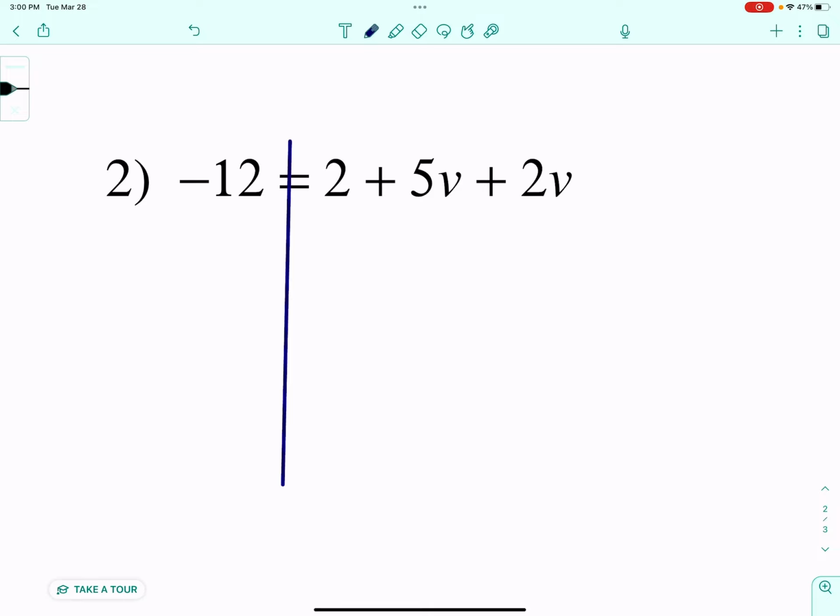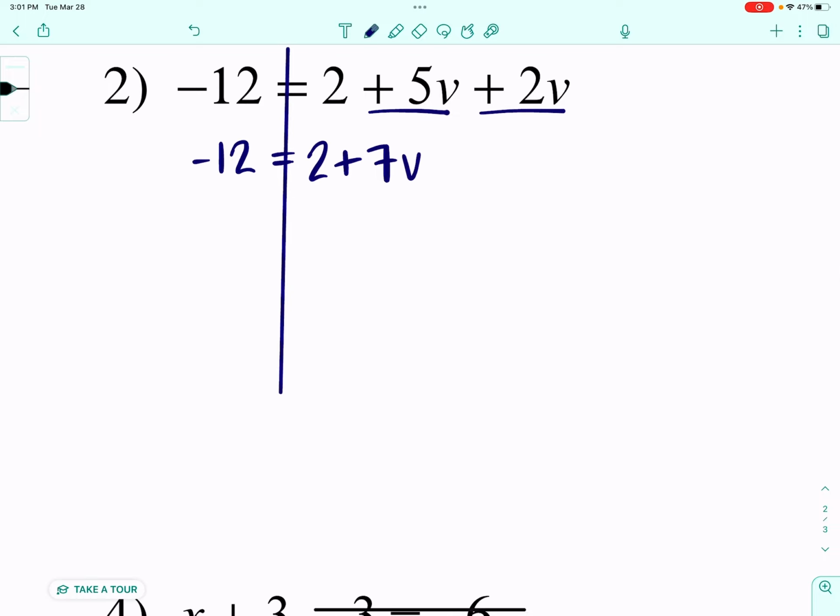I'm going to check for like terms first. The negative 12 is all by himself. There are no more terms over there, so I don't have to worry about him. When I look at the right side, I notice that I have a positive 5v and a positive 2v. That means the right side of my equation is going to become 2 plus 7v. And on the left, I'm just going to bring down my 12 because I don't have anybody to combine him with.